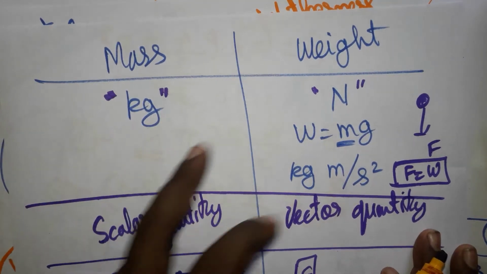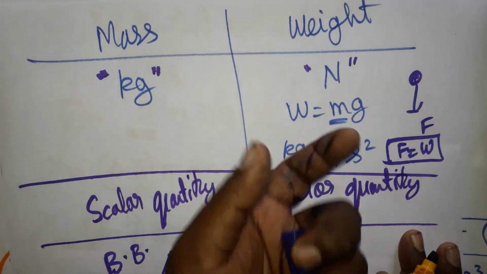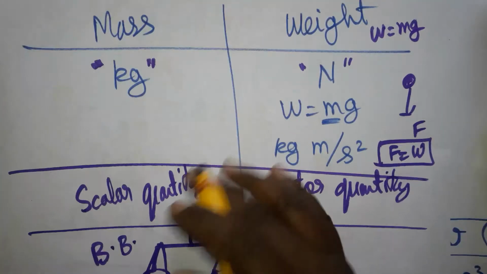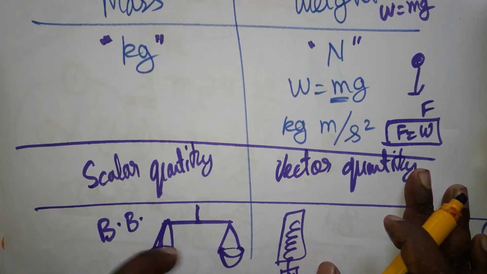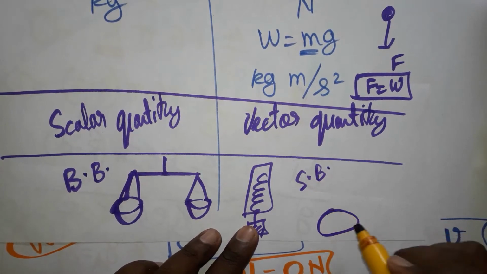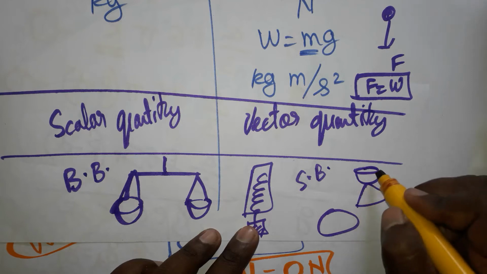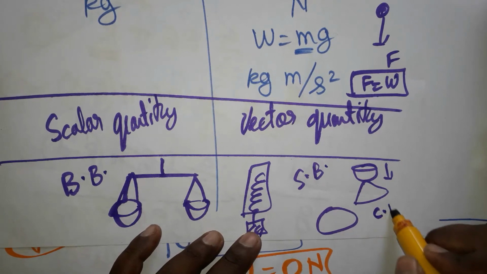Okay. Mass is in kg, weight is in Newton. Mass is the quantity of matter contained in the object. Weight is equal to mass into gravity. Mass is a scalar quantity, weight is a vector quantity. Mass is measured by beam balance or physical balance, while weight is measured by spring balance or compression balance. The compression balance will be like this. Using a spring, we compress it, and using the compression technique it works as a compression balance.